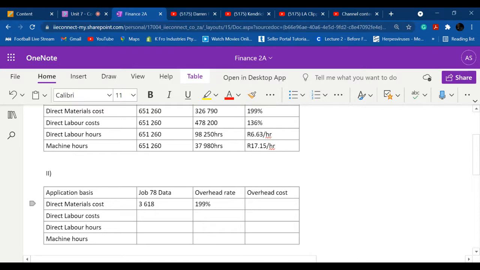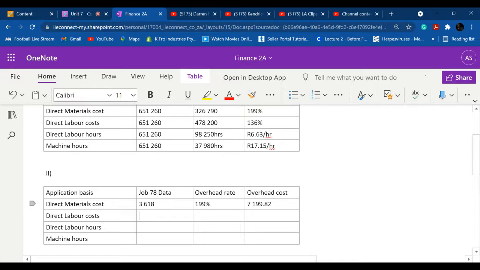Okay, so remember that's a percentage. So what you're going to have to do is divide by 100. So it's going to be 1.99 times that 3,618, which gives me 7,199.82. Okay, again, that's rands.